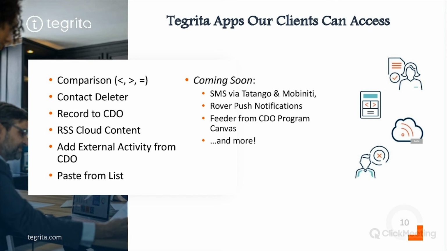And then the paste from list is one that we created to address a few different issues. So one, it's a way for you to do things like assigning codes, whether they be coupon codes or other codes. You can paste those codes directly into this app, and it can do things like round robin the codes out to records randomly. It can do a sequential assignment of those codes.